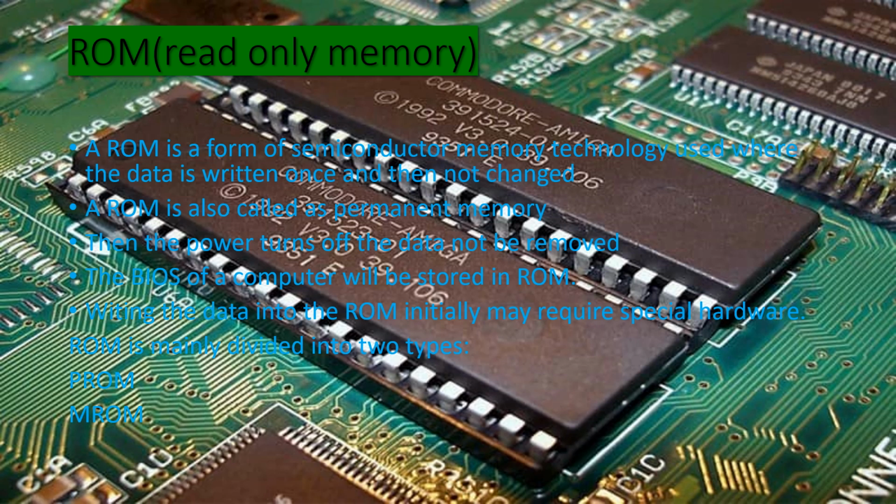ROM, it is read-only memory. ROM is a form of semiconductor memory technology used where the data is written once and then does not change. ROM is also called a permanent memory. When the power turns off, the data is not removed. The BIOS of a computer will be stored in a ROM. Writing the data into a ROM may require special hardware. ROM is mainly divided into two types: PROM and MROM.